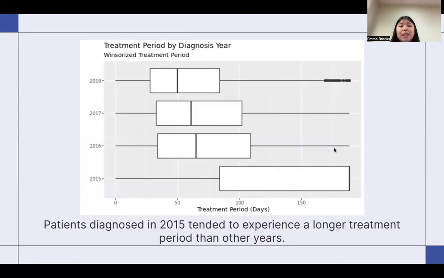Next, I wanted to see if the treatment period was varying by the year the patient was diagnosed. We can see that in 2015, it's looking much different than 2016, 2017, 2018. We're seeing that the distribution of the patients here, they tended to have to wait a little bit longer if they were diagnosed in 2015. And this was concerning. So I wanted to see if patients diagnosed in 2015 had any other differences.